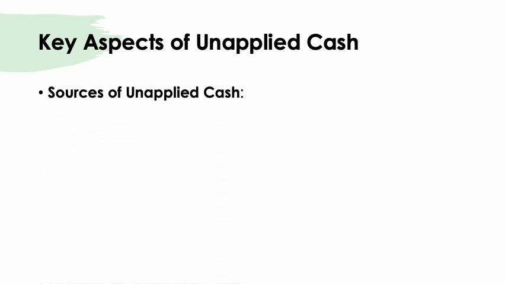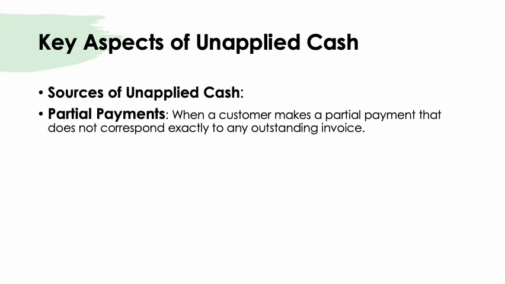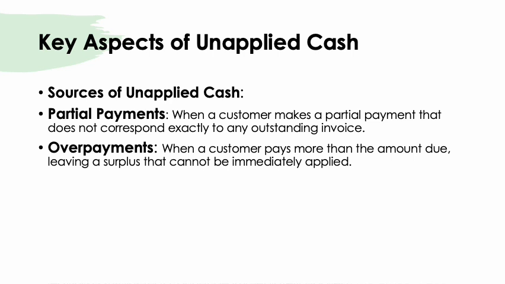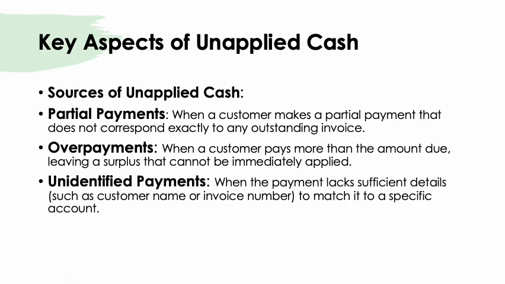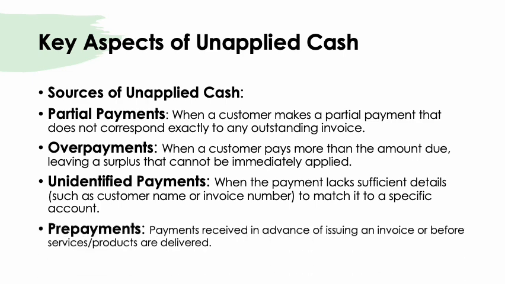Here are some sources of unapplied cash. First is partial payments, when a customer makes a partial payment that does not correspond exactly to any outstanding invoice. Overpayments, when a customer pays more than the amount due, leaving a surplus that cannot be immediately applied. Unidentified payments, when the customer lacks sufficient details such as customer name or invoice number to match it to a specific account. Prepayments, payments received in advance of issuing an invoice or before services or products are delivered.